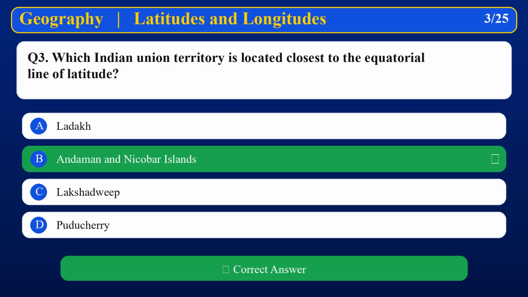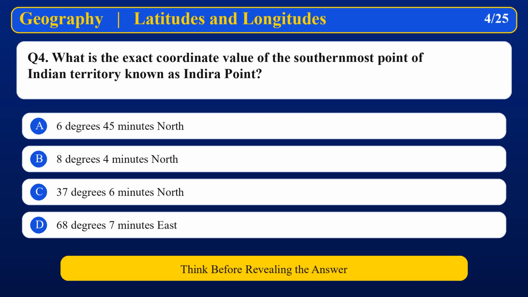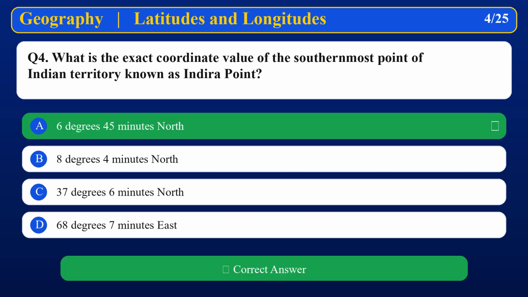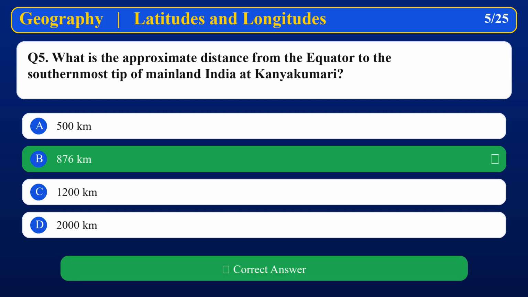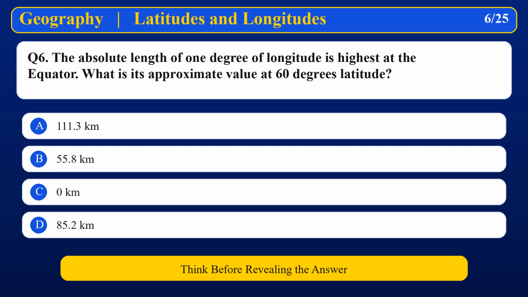Andaman and Nicobar Islands. What is the exact coordinate value of the southernmost point of Indian territory known as Indira Point? 6 degrees 45 minutes north. What is the approximate distance from the equator to the southernmost tip of mainland India at Kanyakumari? 876 kilometers. The absolute length of 1 degree of longitude is highest at the equator.